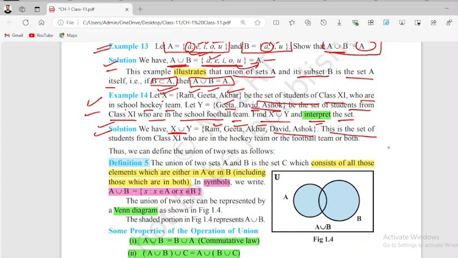This is the set of the students of class 11th who are in the hockey team as well as in the football team. Some of the students are in the football team who are not in the hockey team, only Ashok. And only Ram is not present in the football team. So basically this is the arrangement.